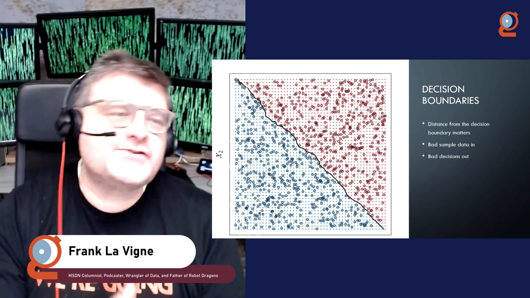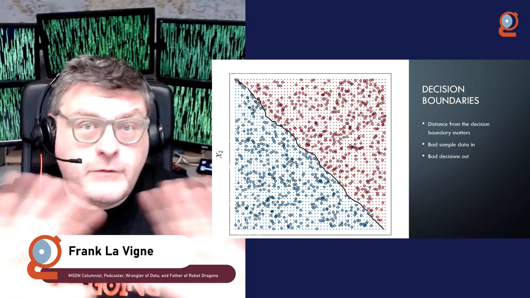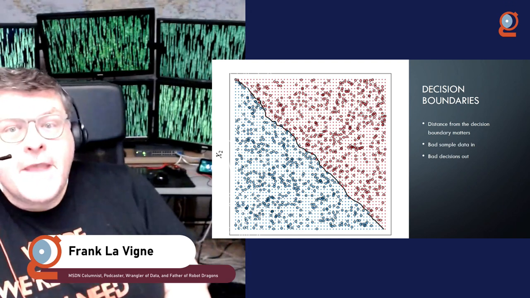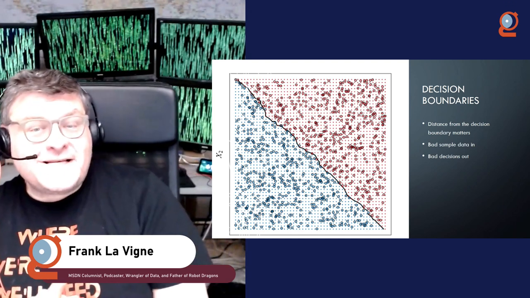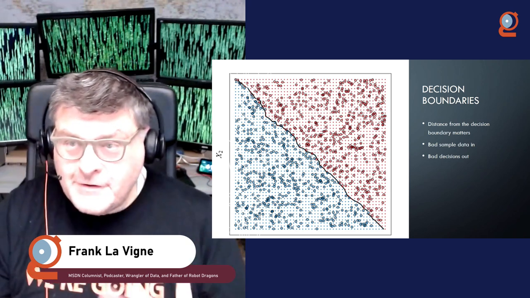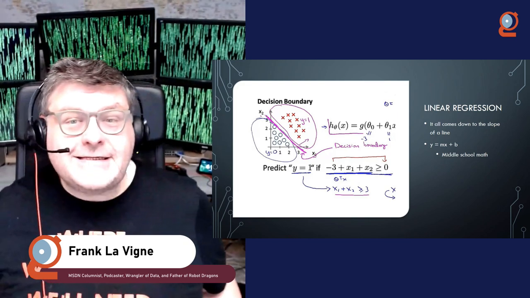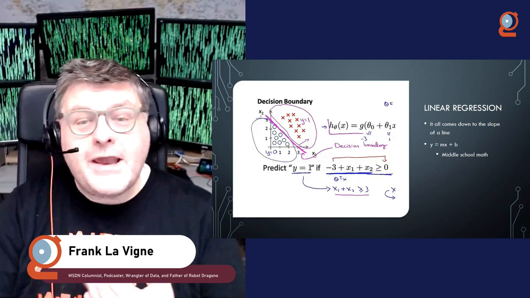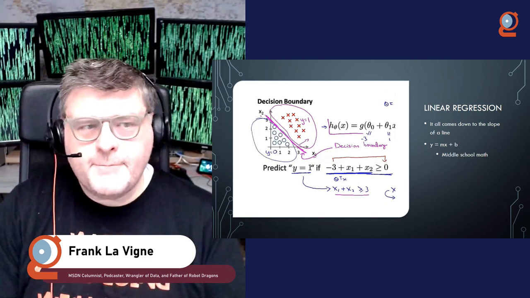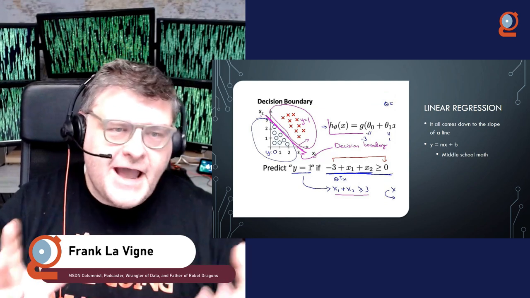Because ultimately what you're doing is mapping qualities. You're doing this in your head, but you don't realize it. That's just how good nature has gotten at this. And the distance from the decision boundary matters. What that is really a fancy way of saying is something you probably learned in middle school, right? Linear regression, y equals mx plus b. This is not rocket science per se, but this is a way to kind of see how this goes.